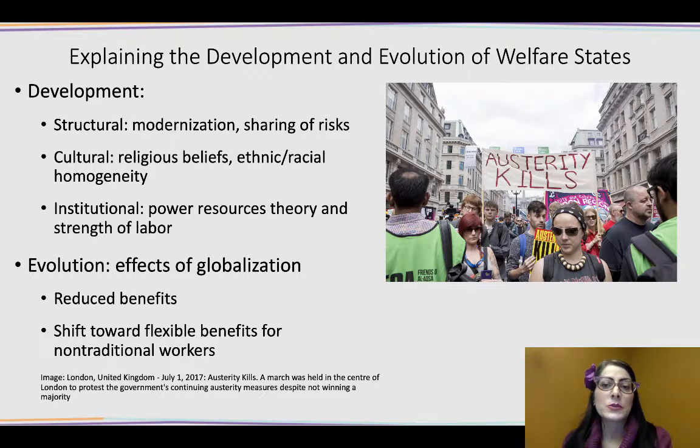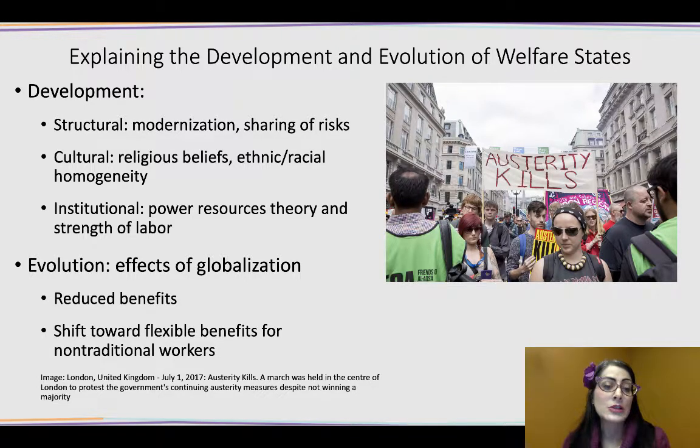Explaining the development and evolution of welfare states. From the perspective of development, there's three ways we can think of this: structural, cultural, and institutional. From a structural perspective, there's the concept of modernization and sharing risks. Cultural, there's religious beliefs and ethnic and racial homogeneity. Institutional, power resources theory, and strength of labor. Please make sure you read over that in your book.